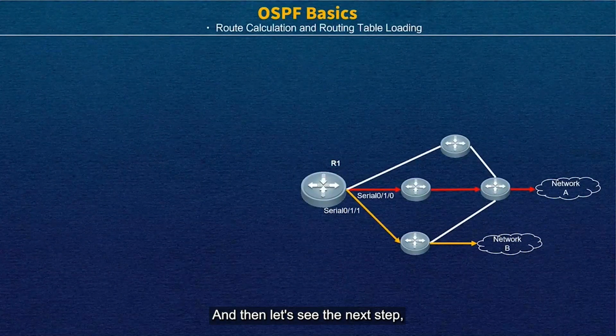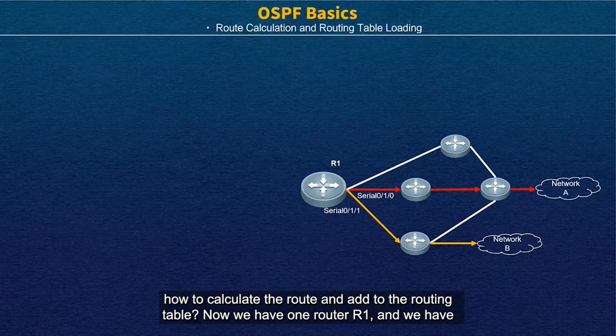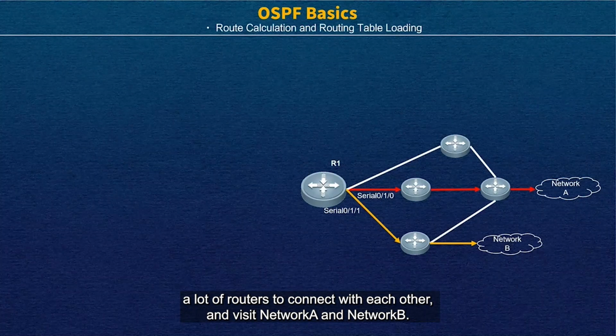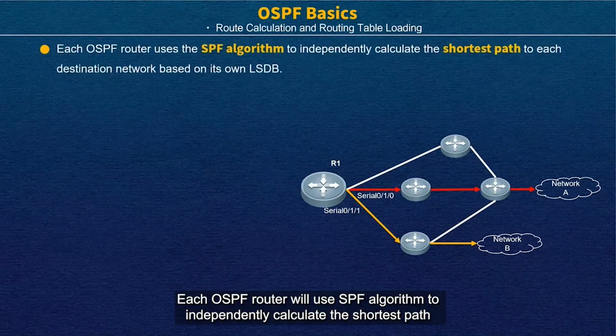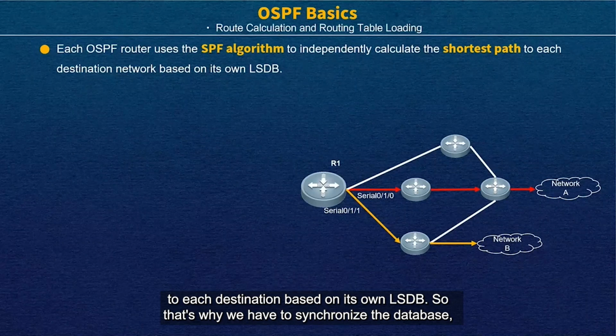And then let's see the next step, how to do the route calculation, how to calculate the route and add it into the routing table. Now we have one router, Router 1, and we have a lot of routers connected with each other, waiting for network A and network B. Each OSPF router will use the SPF algorithm to independently calculate the shortest path to each destination based on its own LSDB. So that's why we have to synchronize the database, right?